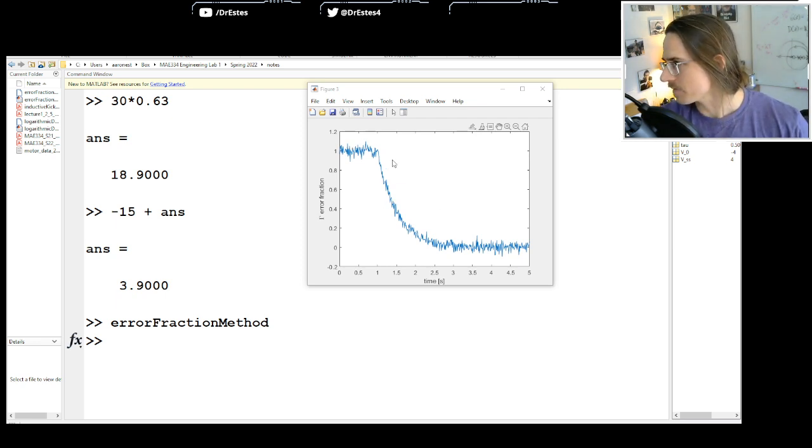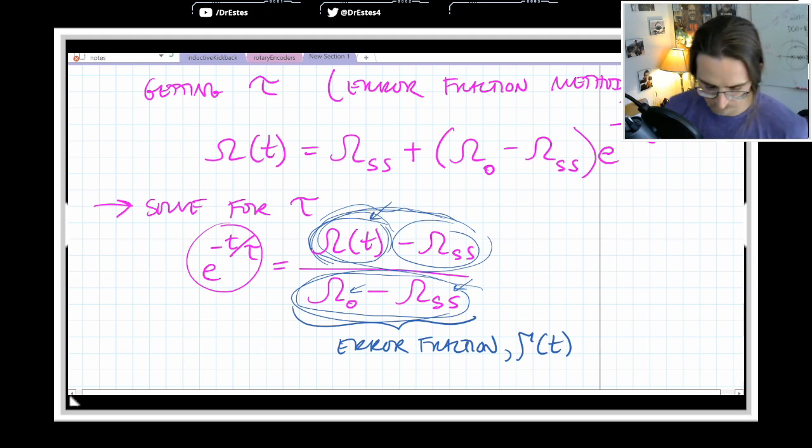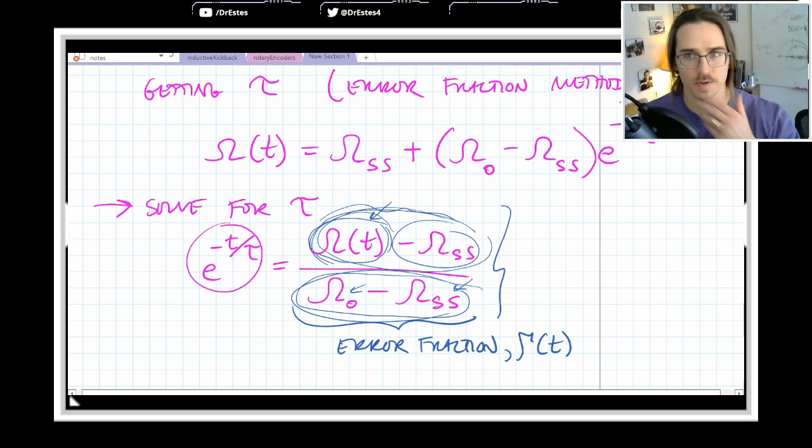Good. So that's our error fraction. Great. Let's go back here. So we've calculated the error fraction.